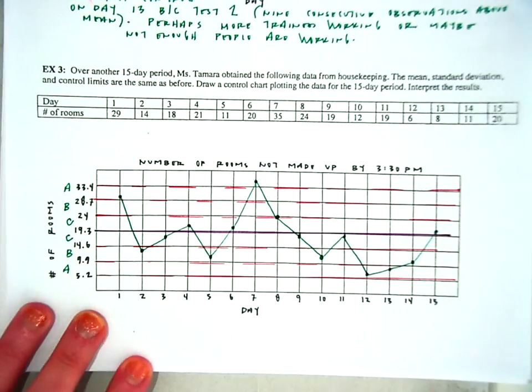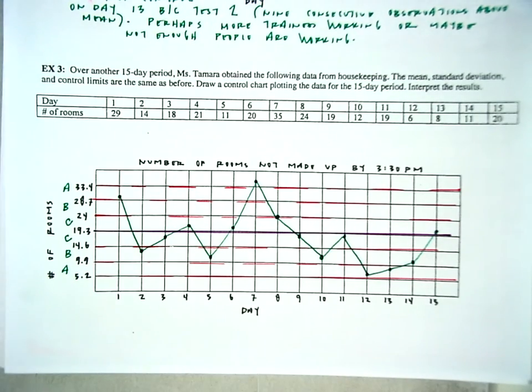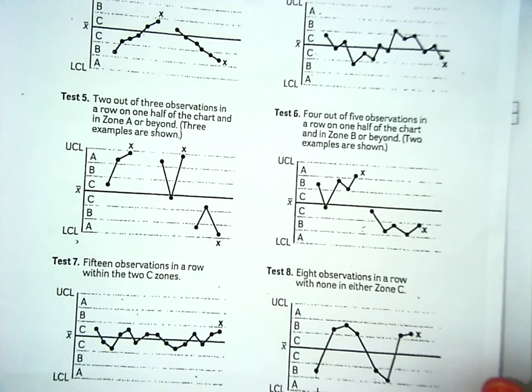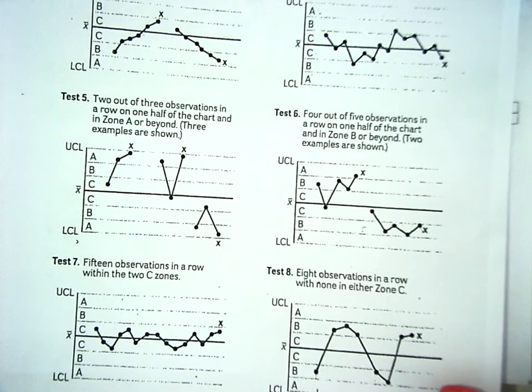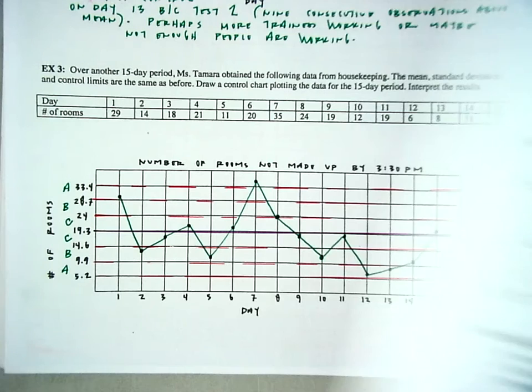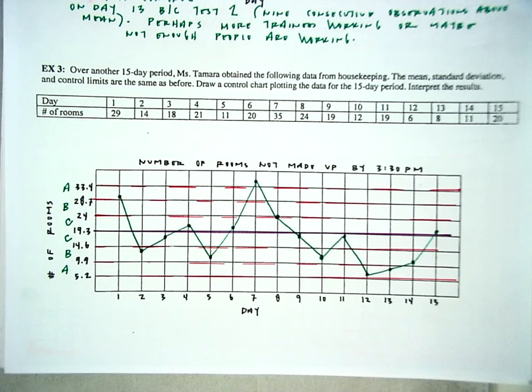All right, there we go. Here's our control chart. So pause for a second, look over your chart, and see if you can find an out of control signal. Sometimes there's more than one. Sometimes there's many things that are out of whack in our system.